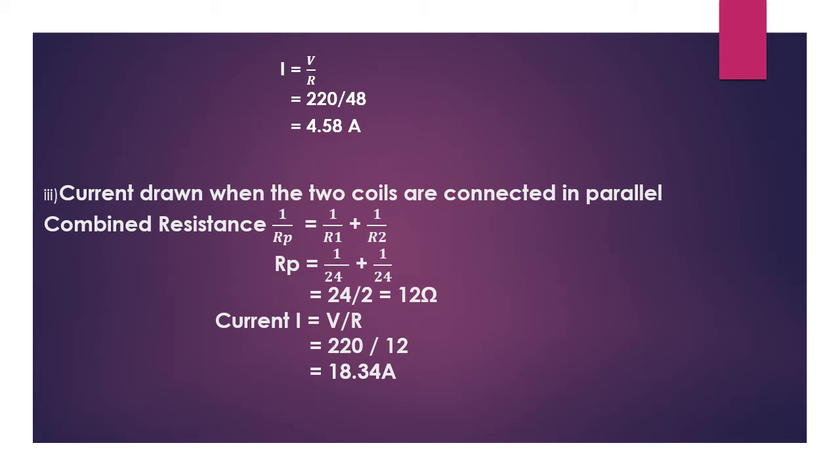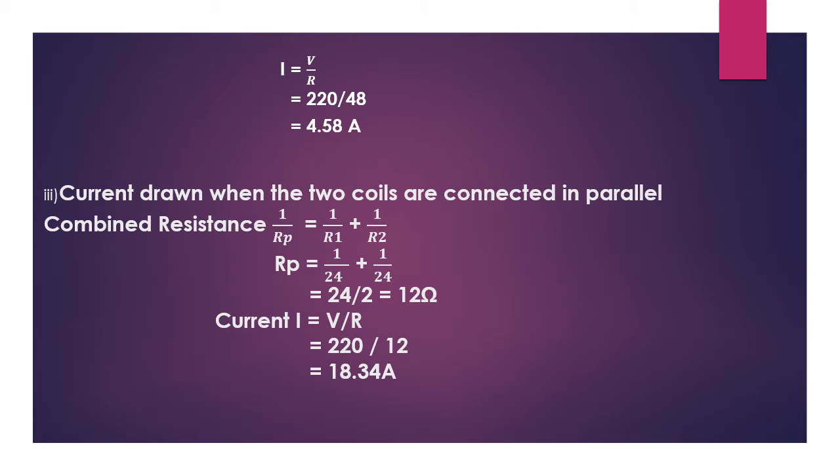The third case is when the coils are connected in parallel. Let us find out the current. So to find out the current, we have to find out the combined resistance or the effective resistance. 1 by Rp is equal to 1 by R1 plus 1 by R2. So here we substitute the values and we get Rp is equal to 12 ohm.